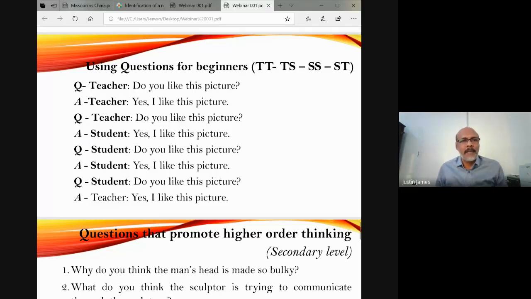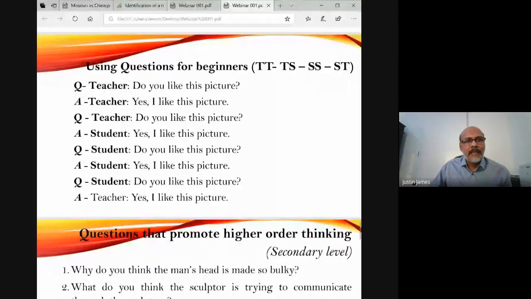Now, do you like this picture? The question is asked by the teacher. The teacher says, yes, I like this picture. Then the teacher asks the first student in the class, do you like this picture? Then the teacher prompts a student to ask that question to another student. He gets the same answer. Then again, it is coming back to the teacher from the student.